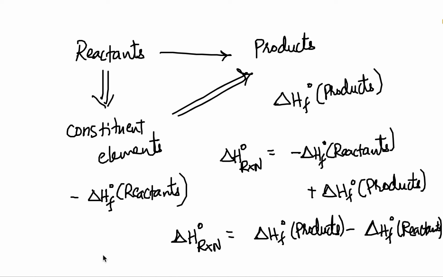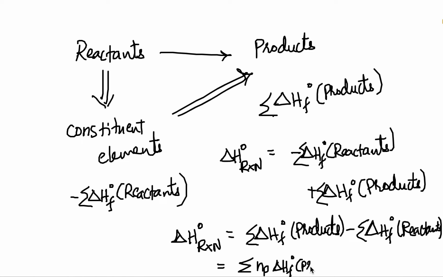Generally we have more than one reactant and more than one product, therefore we must use summation. Therefore these are summations. Generally formation is defined for 1 mole of the substance, and if we want to write the clear formula, we can write sigma n_P delta HF naught of products minus sigma n_R delta HF naught of reactants. So this is the formula for enthalpy change for a reaction.